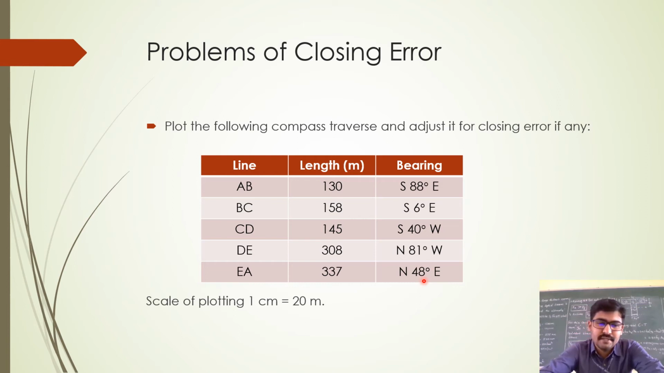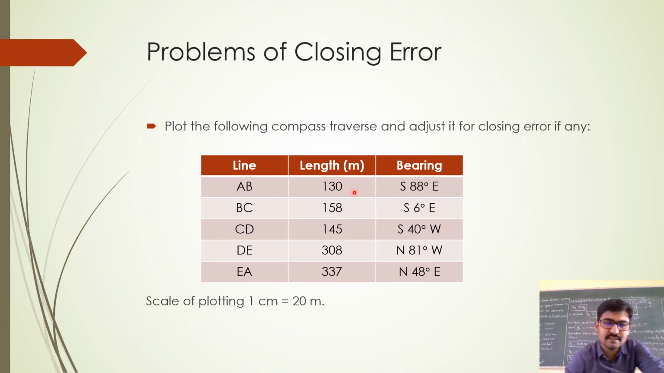Okay. So here, the scale of plotting, because he has asked you to plot the following compass traverse. When plotting is necessary, the length conversion is necessary, because 130 meters is the length, and you cannot draw that length on the paper. So you need to reduce it to some scale. The scale he himself has given: 1 centimeter is equal to 20 meters. That means a 20 meter length in the field should be drawn as 1 centimeter on the paper.